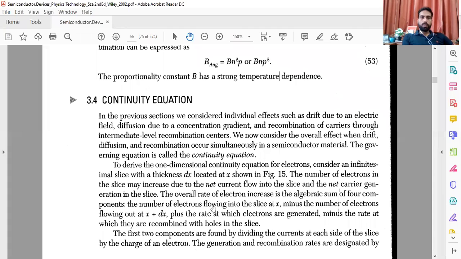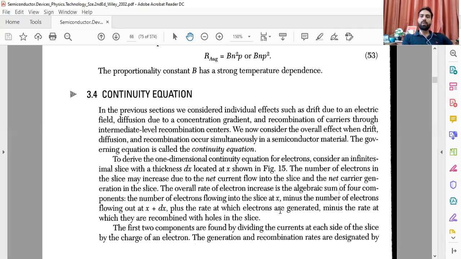Now coming to the next one: the overall rate of electron increase is the algebraic sum of four components. The number of electrons flowing into the slice at x, minus the number of electrons flowing out at x plus dx, plus the rate at which the electrons are generated, minus the rate at which they are recombined with the holes in the slice. So, a very interesting line. Very good line. Just stay with that. Overall rate of electron increase.